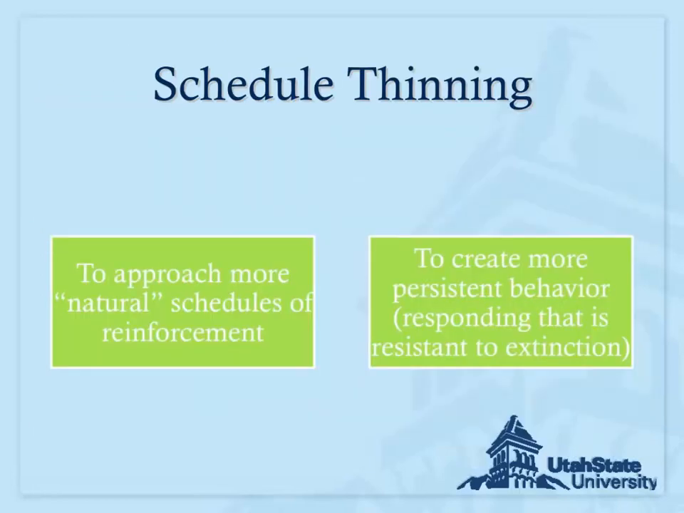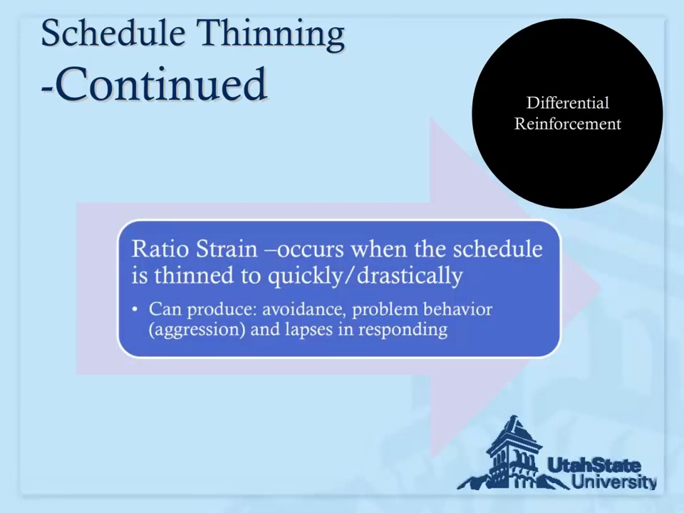One of the big reasons is to transition students to a more natural schedule of reinforcement or to create more persistent behavior. It is important to note that we never want to thin out a schedule too quickly. If we do thin the schedule too quickly, that may cause what is called ratio strain and can produce avoidance, problem behavior, and lapses in responding. Essentially, we want to thin the schedules as much as possible, but at a pace that won't cause ratio strain. We will discuss some methods used to avoid this in future modules.